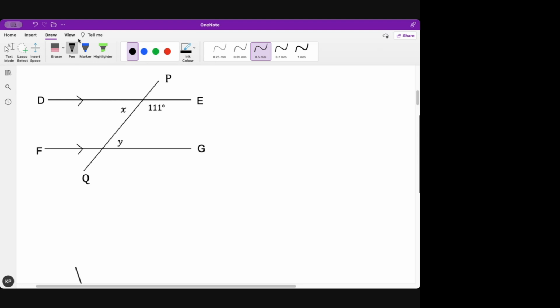The first thing, which I already spoke about in the previous lesson, is to look for your parallel lines. We're not assuming these are parallel. They are, and it's indicated by these two arrows. Okay, so DE, line DE is parallel to line FG.